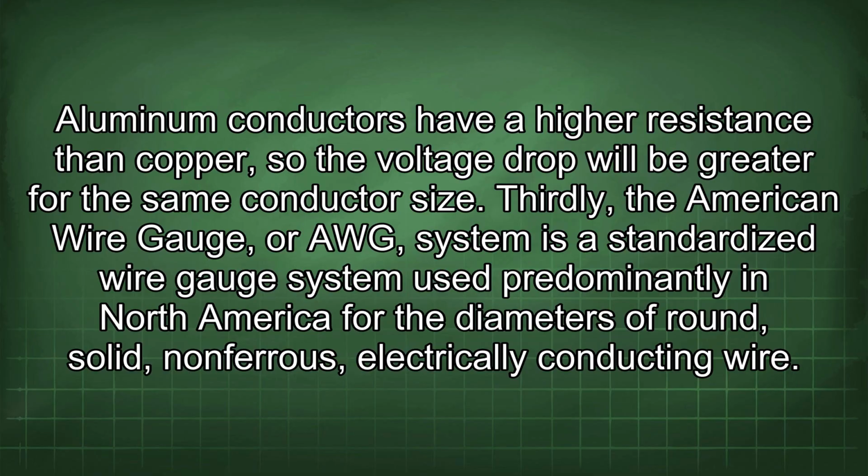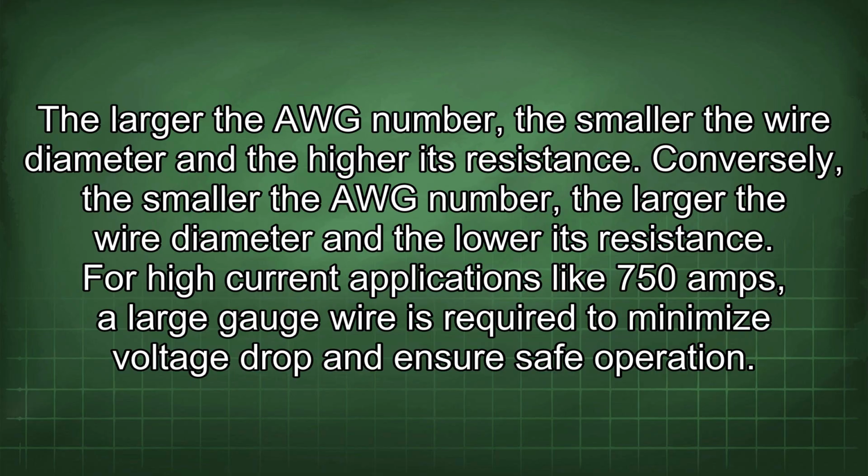Thirdly, the American wire gauge, or AWG, system is a standardized wire gauge system used predominantly in North America for the diameters of round, solid, non-ferrous, electrically conducting wire. The larger the AWG number, the smaller the wire diameter and the higher its resistance. Conversely, the smaller the AWG number, the larger the wire diameter and the lower its resistance. For high current applications like 750 amps, a large gauge wire is required to minimize voltage drop and ensure safe operation.